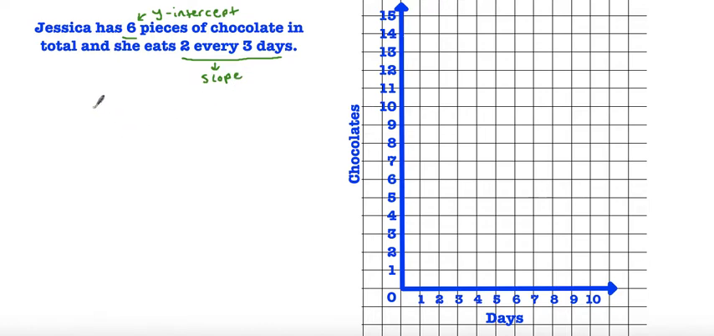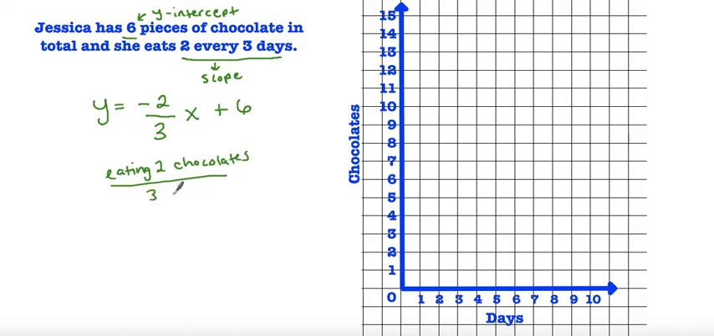And so we could represent this in slope-intercept form. So we have y equals, so y is the total number of chocolates. And since she's eating them, they're decreasing. So negative 2 over 3 x plus 6 because she's eating 2 chocolates. So that's negative every 3 days. Okay?